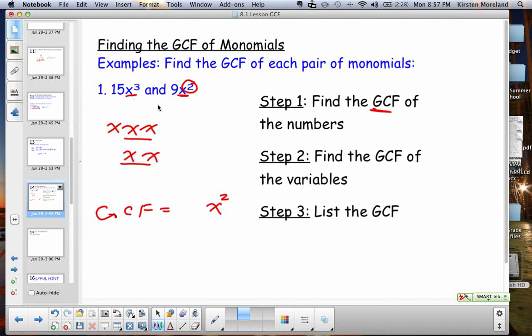Now 15 has 1 and 15 and 5 and 3. And 9 has 3 and 3 and 1 and 9. So the biggest factor they have is 3, so the GCF is 3x squared.